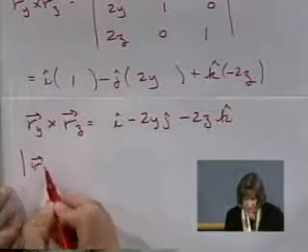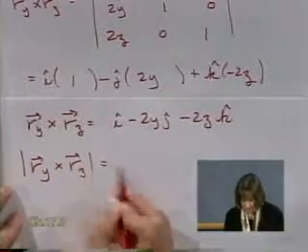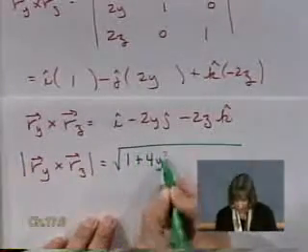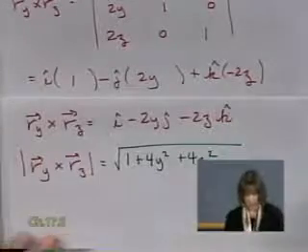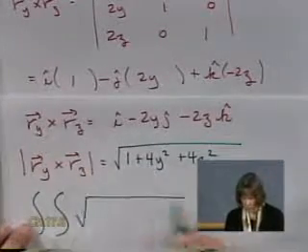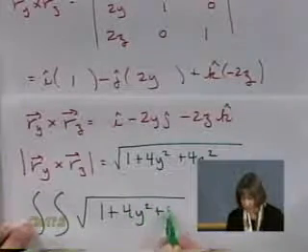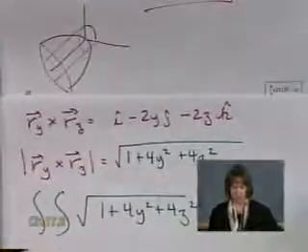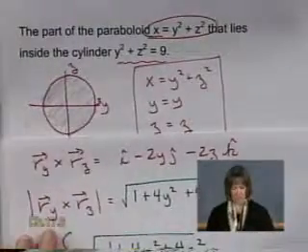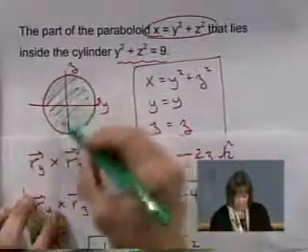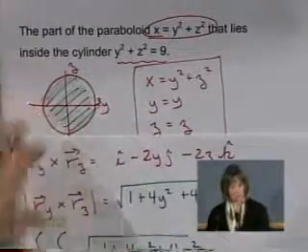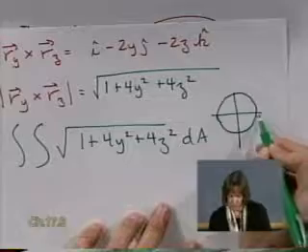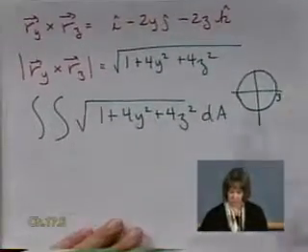So what's the magnitude of that? It's going to be the square root of the x component squared plus the y component squared plus the z component squared. So we're going to integrate the square root of 1 plus 4y squared plus 4z squared. And we have to say over what region? Well, remember, it was over the region y squared plus z squared less than or equal to 9. This region right here, the interior of a circle whose center was the origin and whose radius was 3.